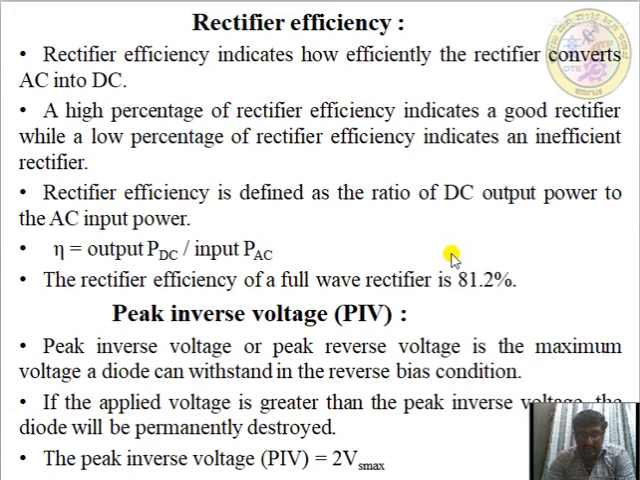Next is PIV, that is, peak inverse voltage, or peak reverse voltage, which is the maximum voltage a diode can withstand in the reverse bias condition.